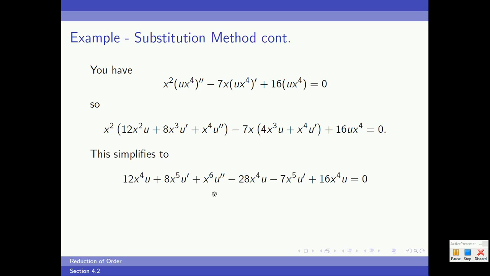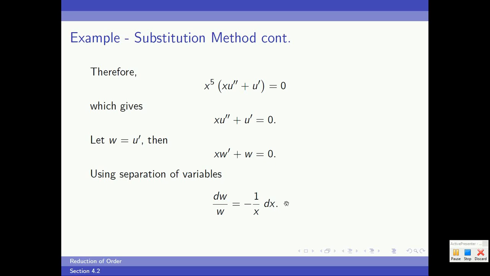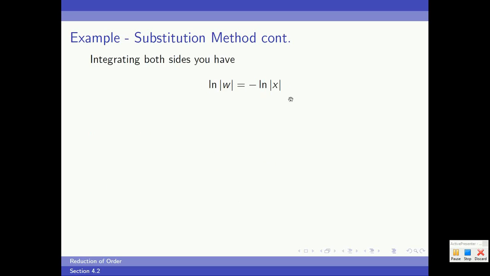So we're just left with a u prime term. Here we have an x to the 5th u prime and an x to the 6th u double prime. So this is what we end up with as our differential equation. Again, x to the 5th is not equal to 0 everywhere, so we're going to assume that this is our differential equation. We do our substitution, so we let w be u prime, so now we have a separable equation. We separate, we solve this, and we get natural log of w is minus natural log of x, or w is just 1 over x. So that means our u prime is 1 over x.